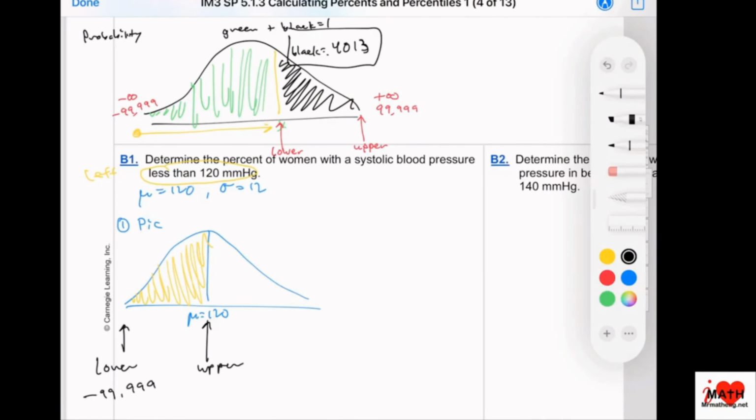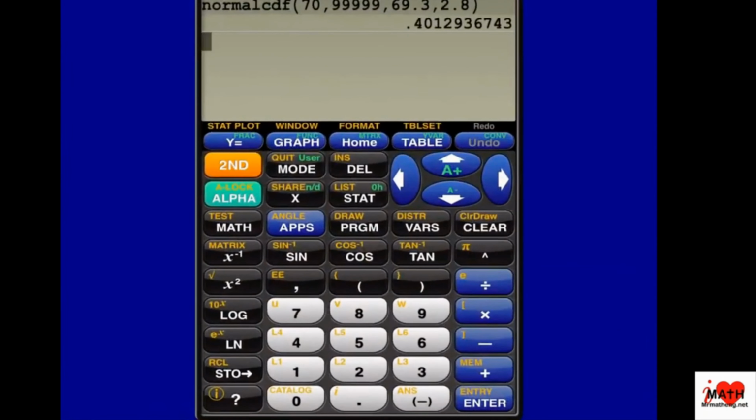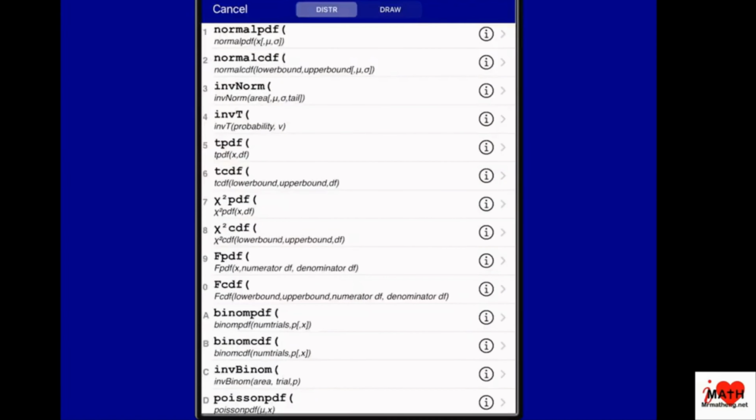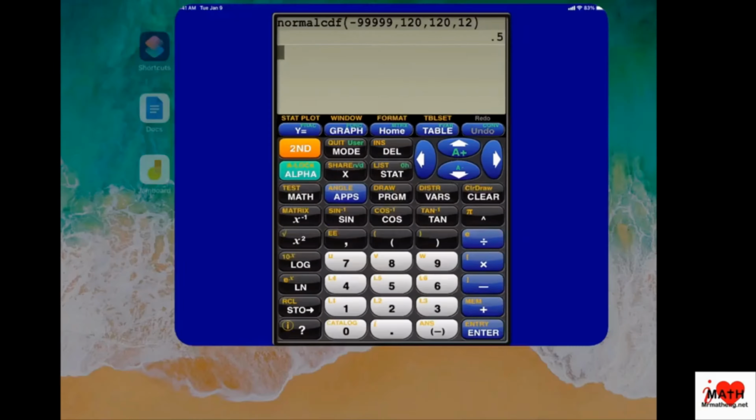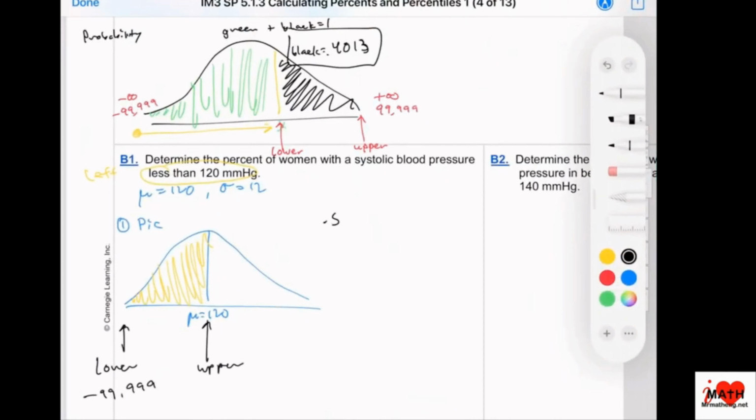Okay, let's go ahead and try that. Remember, we're going to use our acronym PLUMS for the Ti-83. So second VARS, norm CDF number 2, negative 99,999, and that's going to go all the way up to 120, and then our mean is 120 and our standard deviation is 12. And our answer is 0.5 or 0.50, which is 50%. Add 0, multiply by 100. That yellow curved area is 50%.